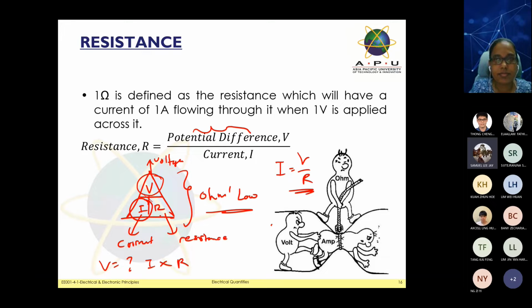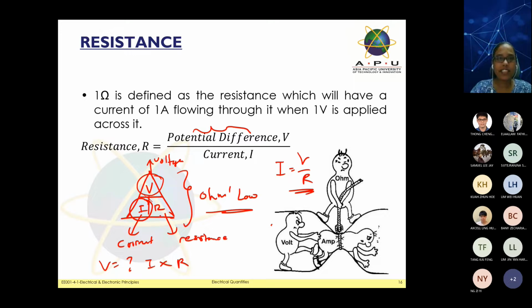The resistance will reduce the current. I mean, it will reduce the voltage, so the current will be smaller. Okay, that's what you understand from the image. So as the resistance is high, then the current will be low, and the voltage will be high also.